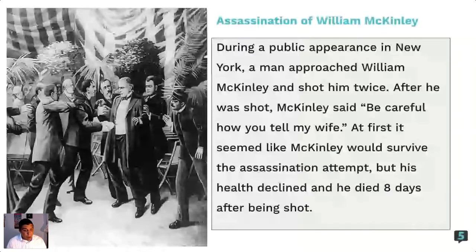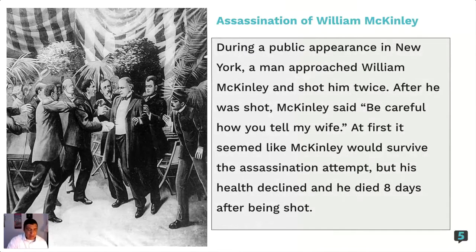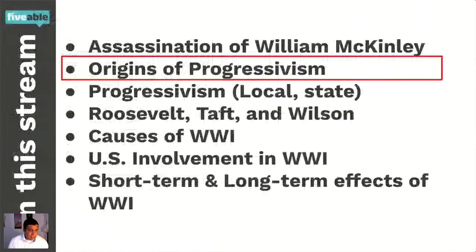So he walks up, he shoots him, and the doctors that night rush over to William McKinley. William McKinley is shot. He dies 8 days later. And that is essentially the origins of progressivism. The death of William McKinley marks the beginning of progressivism.